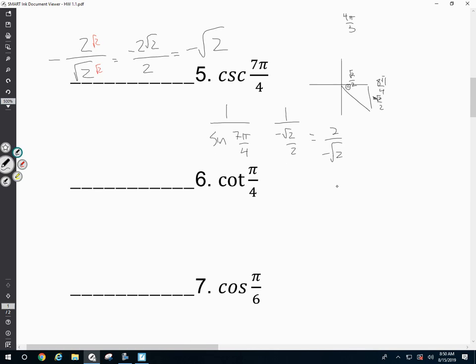Cotangent pi over 4, this is easy. Tangent and cotangent are reciprocals, so if I just find the tangent of pi over 4, just flip it, or take 1 over that fraction. Cotangent you can even consider as being the adjacent over opposite instead of opposite over adjacent. Pi over 4, we have our 45, 45, 90 triangle. So adjacent over opposite is going to give us 1, or opposite over adjacent will give us 1. This will be 1 over 1. This is good.